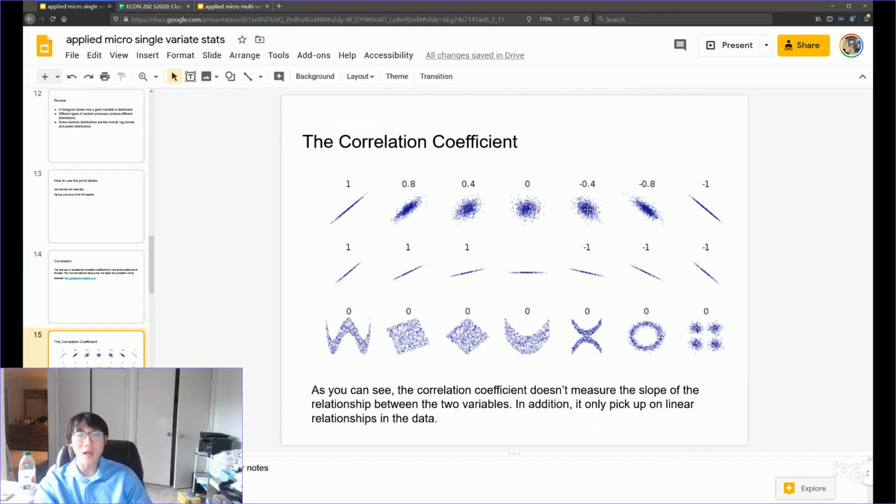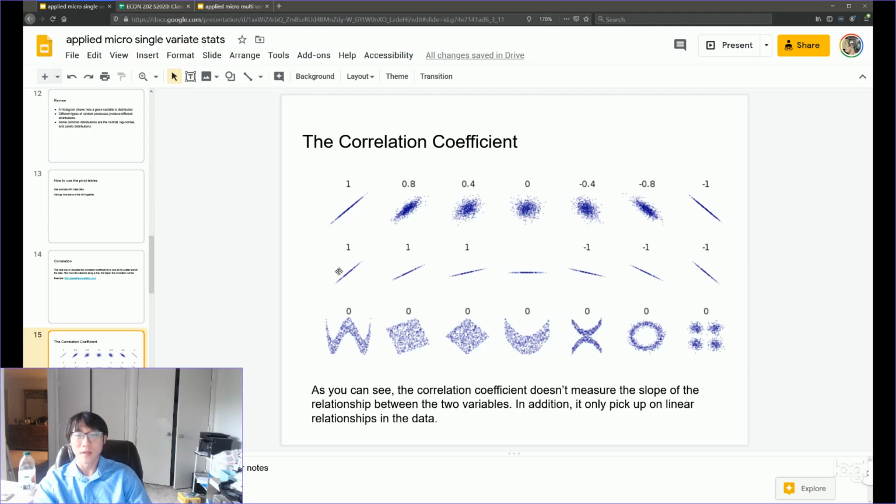Have a look at this slide here. So you can see this cloud of dots right here, this scatter plot has a correlation of 0.8. But if it were to go downhill instead of uphill, then the correlation would be negative 0.8. Same thing, this cloud of dots has a correlation of 0.4. But if we had the same thing, but instead the relationship had a negative slope, then the correlation would be minus 0.4.